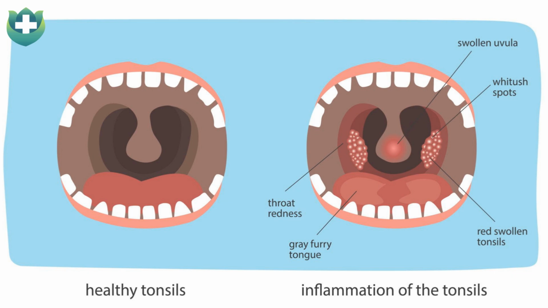This image shows the difference between healthy tonsils and inflamed tonsils in someone with tonsillitis. The tonsils appear red, swollen, and may have white patches, which are common signs of infection.